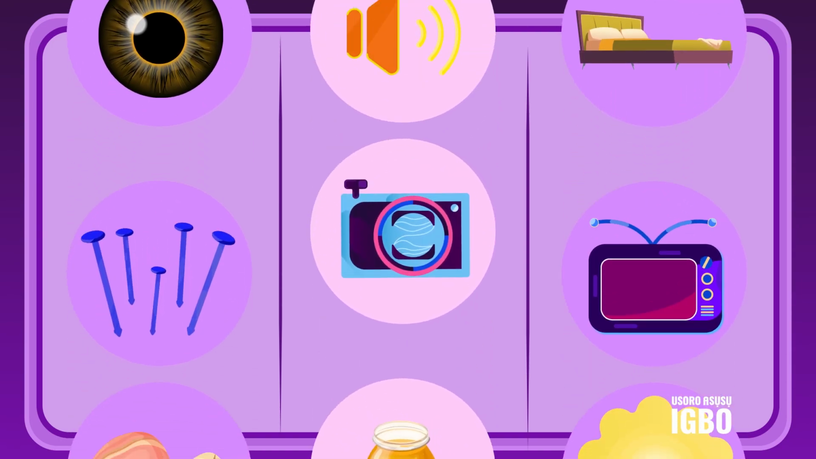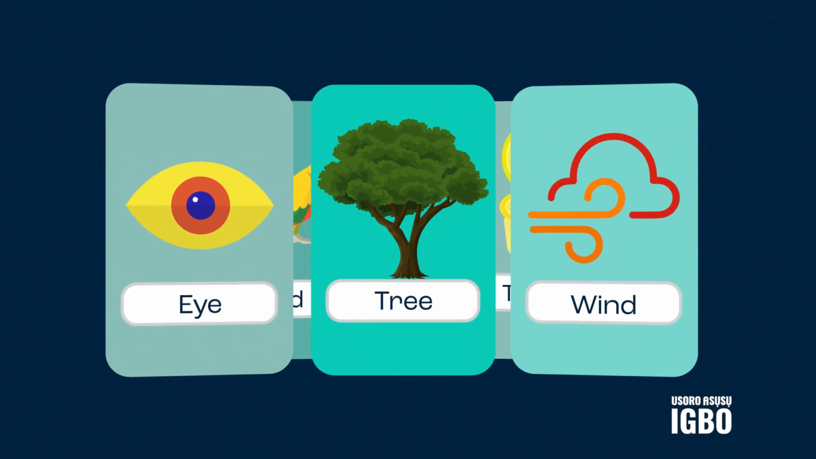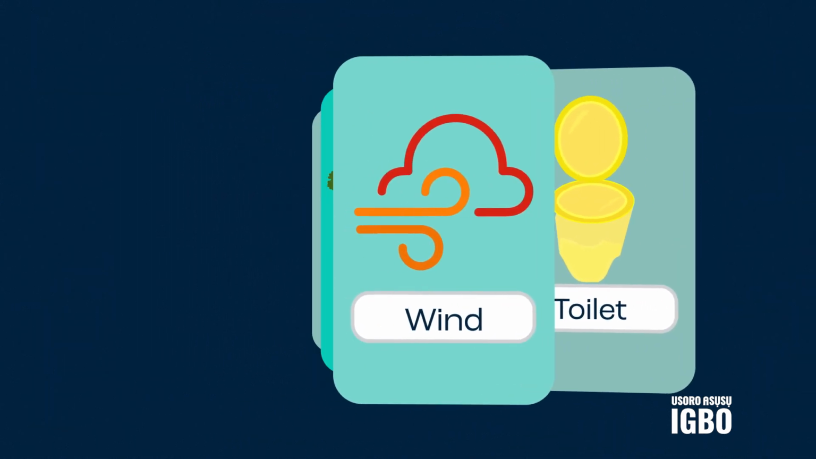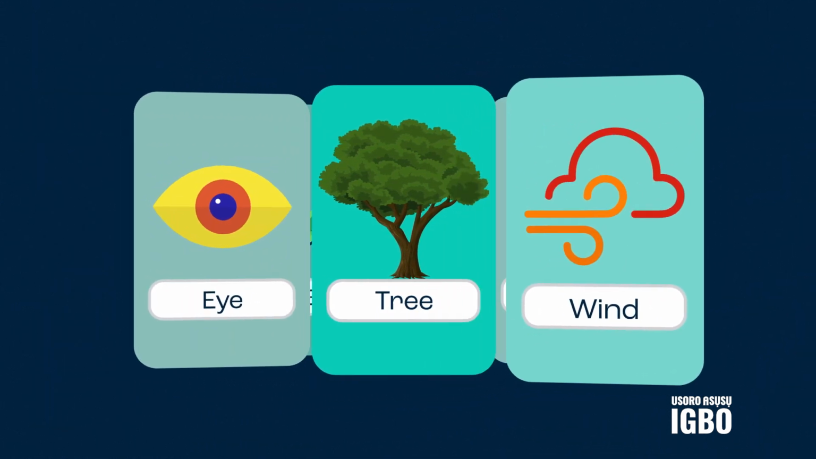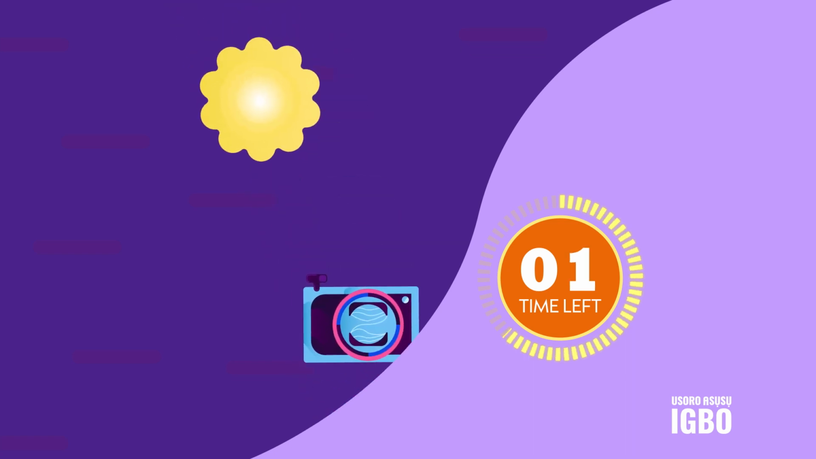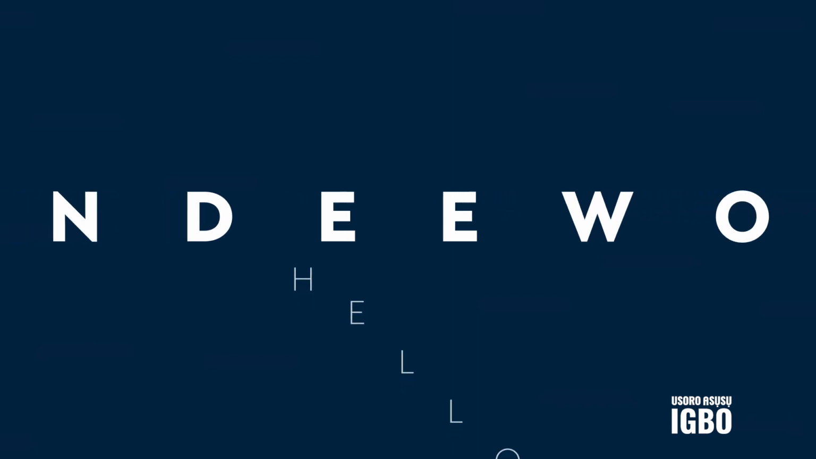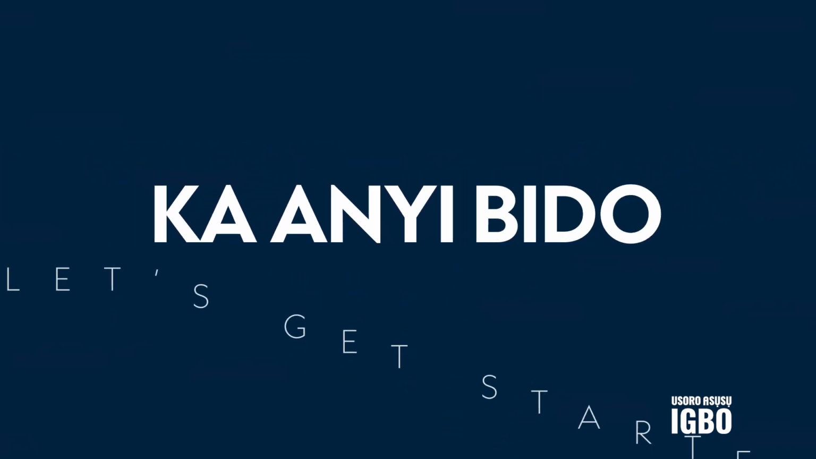In no particular order, we are going to learn how to say the following words in Igbo. I, bird, toilet, wind, tree. Also, you will get to play the picture vocabulary quiz. Ndewo, we are ready. If you're ready, anyị bido.